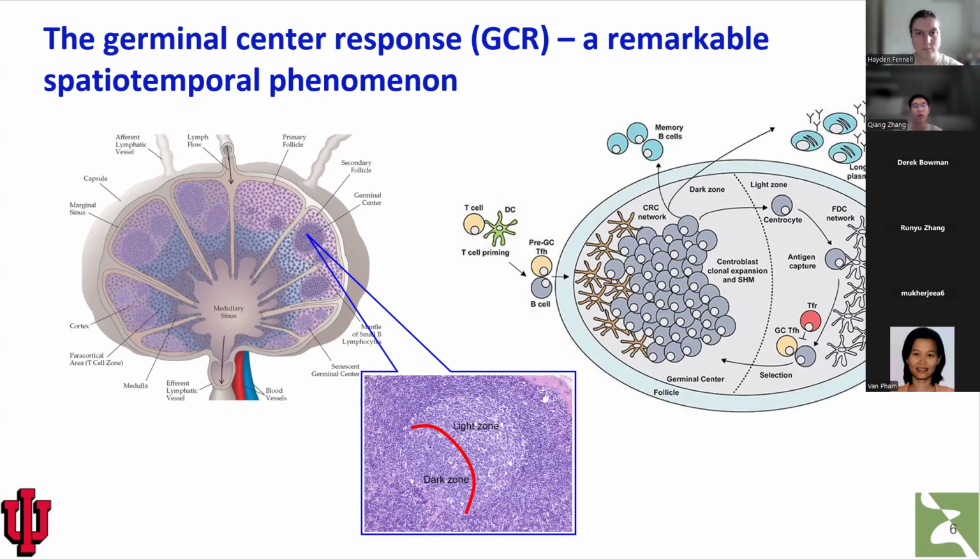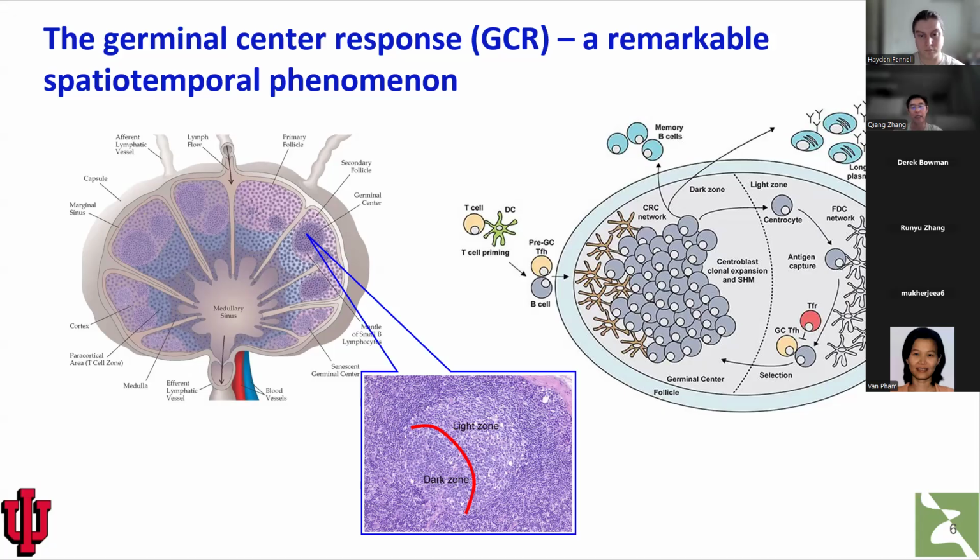All right. And if you do a cross-section of the lymph node and observe using H&E staining under a light microscope, you will see that the germinal center can be roughly divided into two zones. Okay, the dark zone and the light zone. The dark zone contains densely packed cells that are actively proliferating or dividing, and the light zone contains cells that are not dividing. So the germinal center is underpinned by cellular dynamics that represent a remarkable spatial-temporal phenomenon.